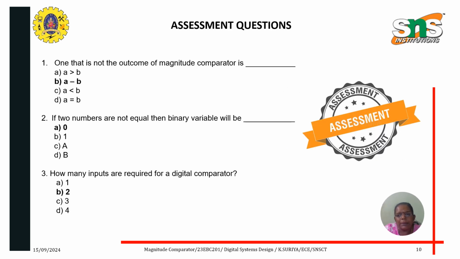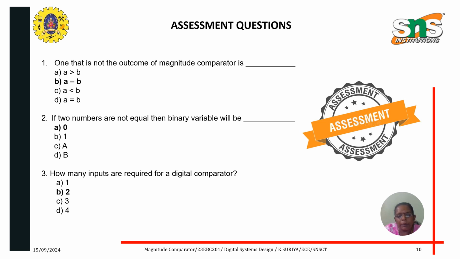Let us take up some assessment questions. One that is not the outcome of a magnitude comparator is dash. The options are A greater than B, A minus B, A less than B, and A equal to B. So the answer is A minus B. If two numbers are not equal, then the binary variable will be, the options are 0, 1, A and B. Yes, the answer is 0.